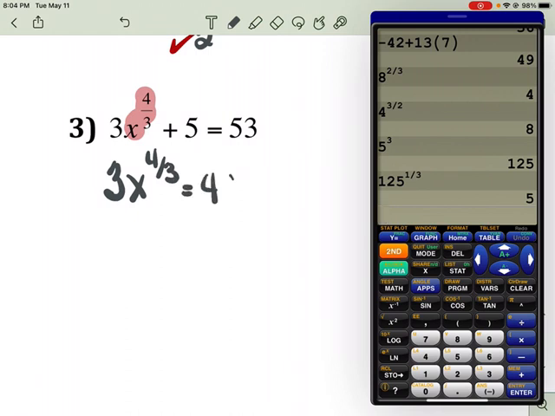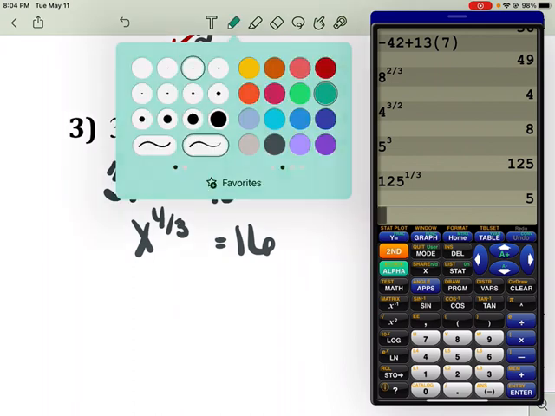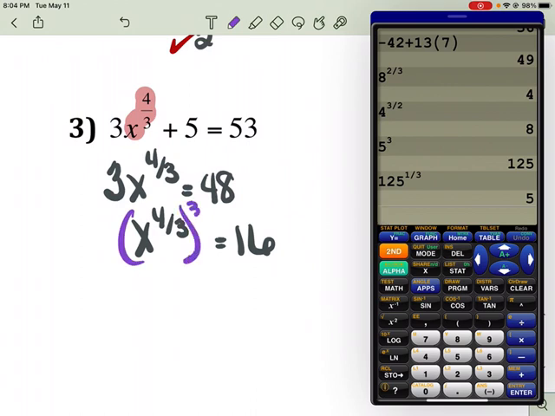So that's 48. Divide by 3. So that's 16. All right, now we want to raise everything to the 3/4 power. 3/4. I was doing purple, sorry. 3/4, can flip it around.